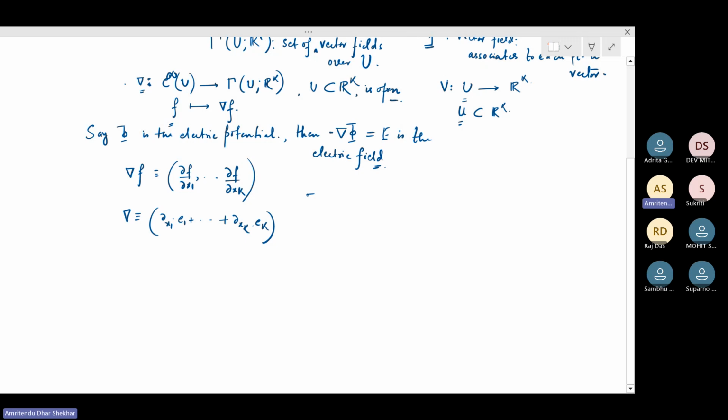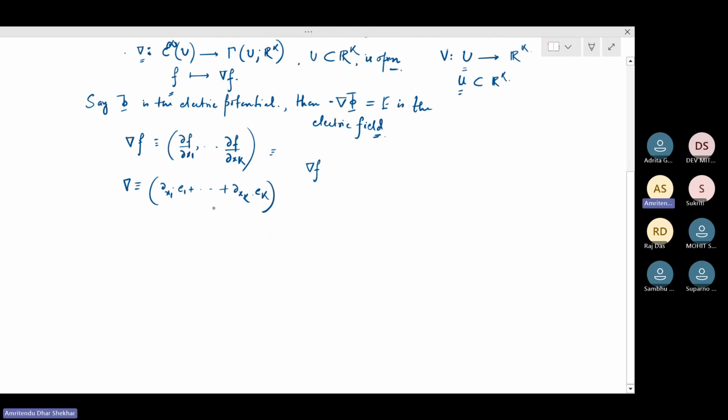So then if you do grad of f, which is like a vector multiplied with the function f, then you will get this particular vector. Okay. So we take this nabla as a differential operator, and we can operate this on vector quantities.